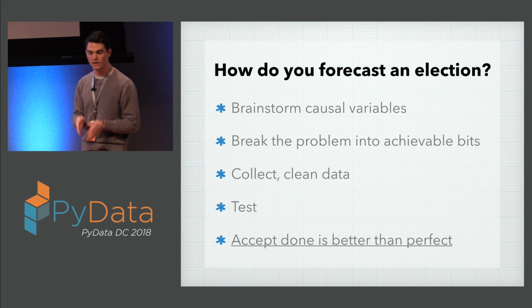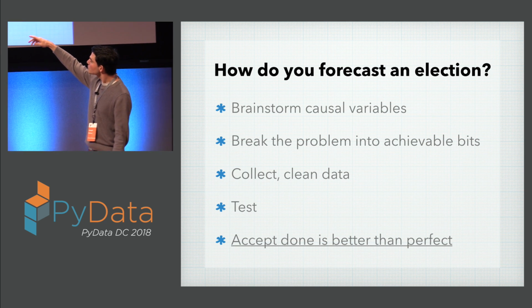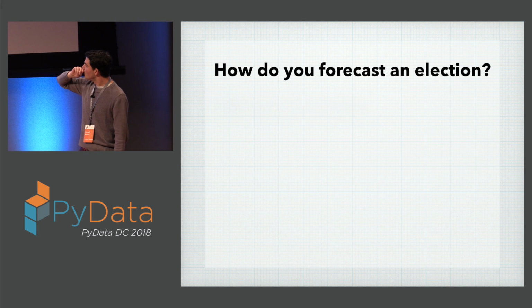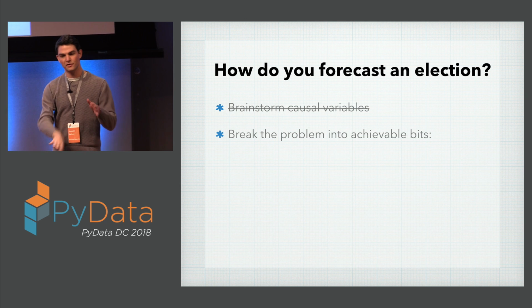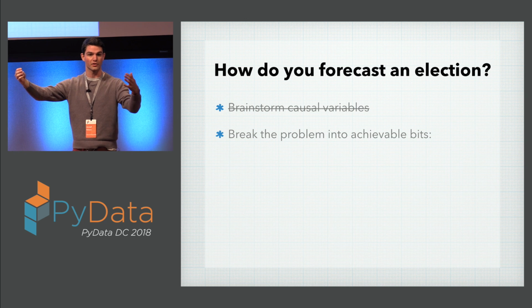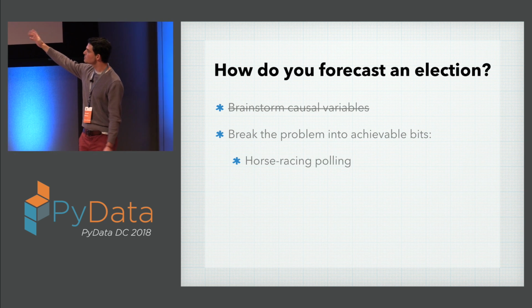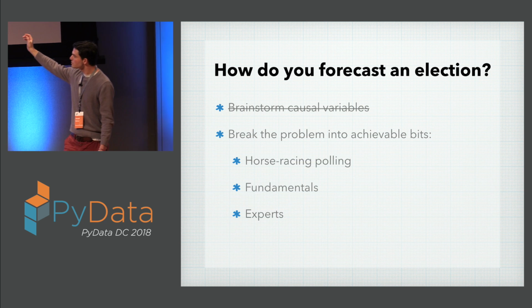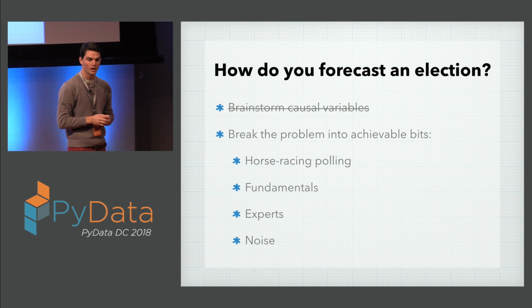So with that in mind, let's think specifically about the way that we care about elections. So far, we've already brainstormed our causal variables. So the second thing that we need to do is break our problem into achievable bits. And from here, now we're going to drift into 538 land and think about how 538 breaks all the factors that you described, whether that's polling, fundraising, demographics, turnout, into achievable bits to model an overall election. 538 breaks it up into the following categories: horse race polling, fundamentals, experts, and noise to explain the result of any given election.